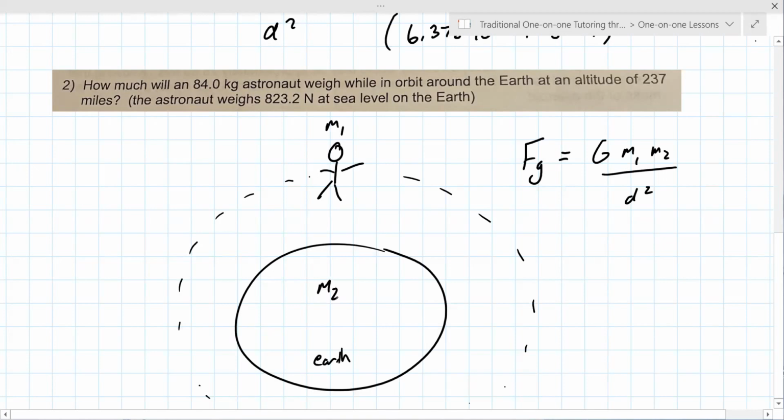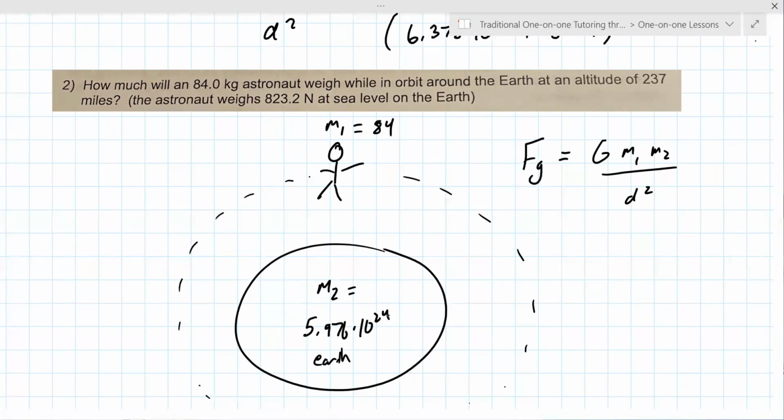Okay. So we got some of those values, 84, and then the mass of the Earth is whatever it is from the previous problem. It's 5.976 times 10 to the 24th. Okay. Now, oh, I see what they're doing. I'm sorry, this one is different. Forgive me. How much will an 84 kilogram astronaut weigh while in orbit around Earth? An altitude of, the astronaut weighs 823.2 newtons at sea level. I see why they're doing it this way. Okay, let's see if I can help you out here.